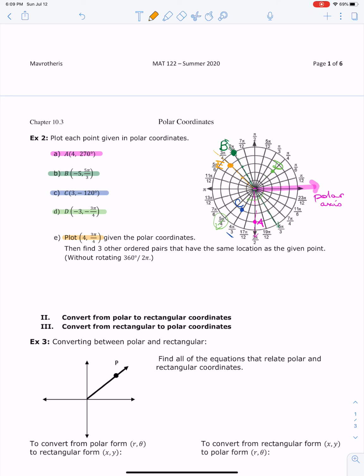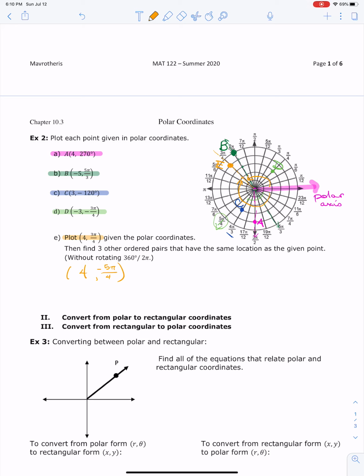We know we went this way to get to that 3 pi over 4. I could also go the other way, and so that angle would be negative 5 pi over 4. I'd still be moving in the positive direction along the rotated axis. So 4 and negative 5 pi over 4 puts me at the exact same point.